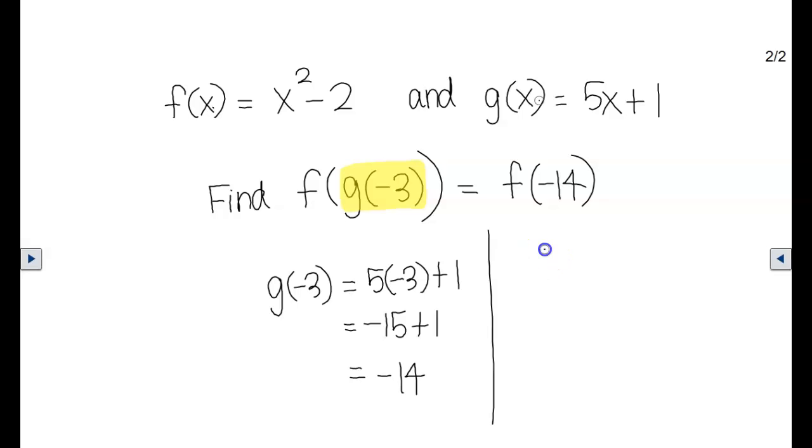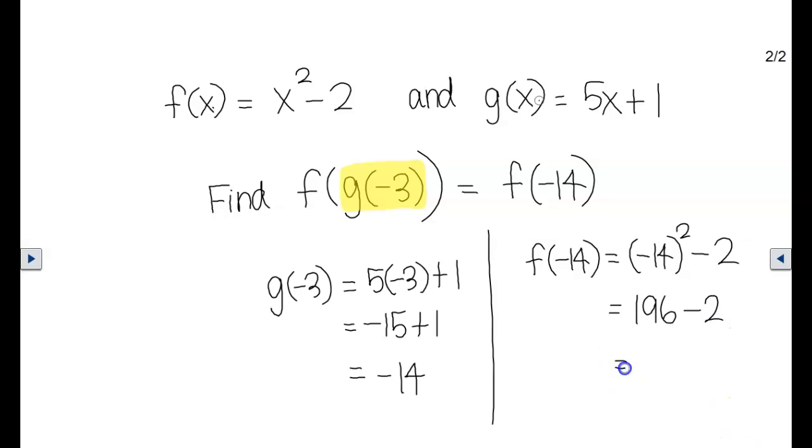So now our problem becomes f of negative 14. Which means we're going to take the function named f and input negative 14 for its x. So the function named f is x squared minus 2, and when I input negative 14 for the x, it's going to be negative 14 squared minus 2. Now, when you do negative 14 squared, you're going to get a positive 196, and then 196 minus 2 is 194. So the final answer on this problem would be 194.